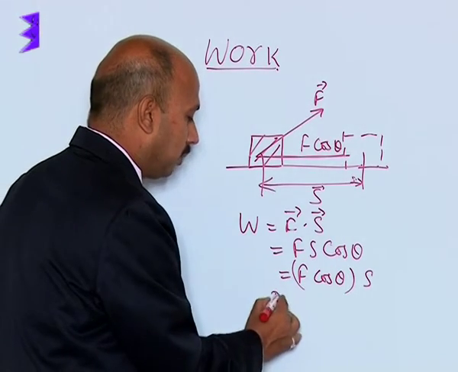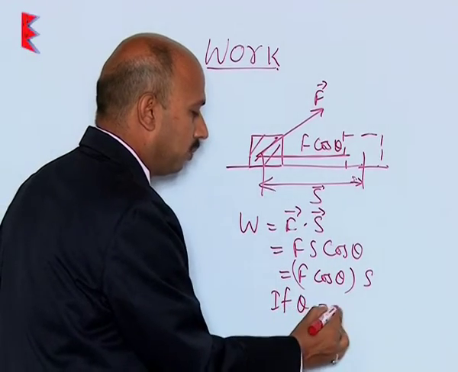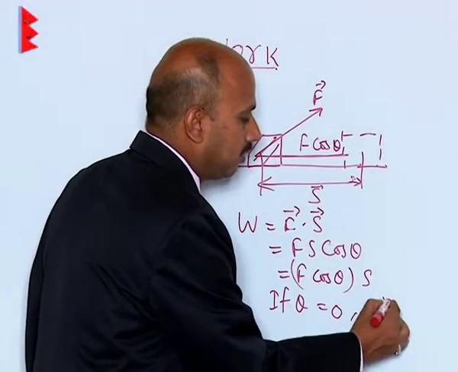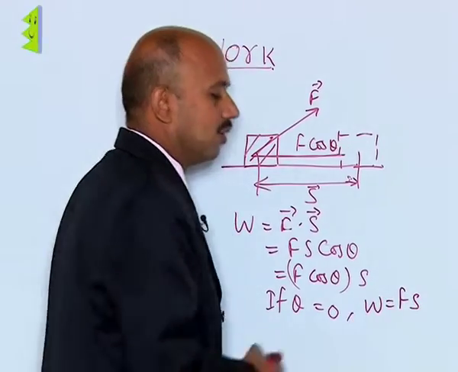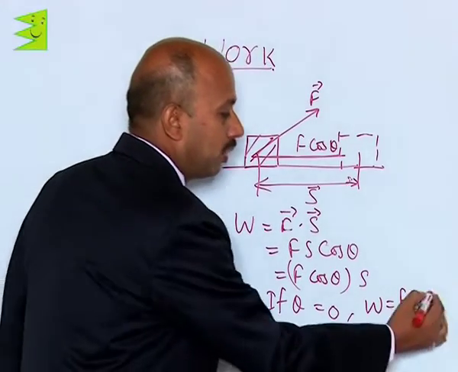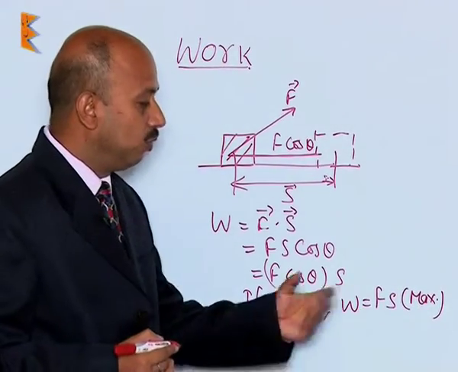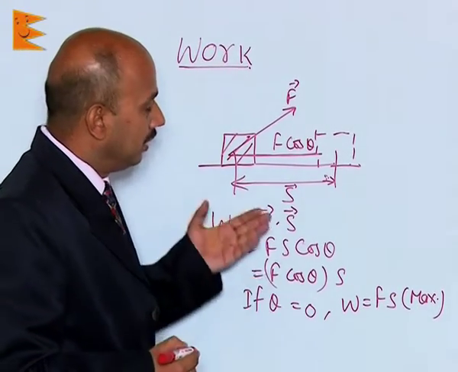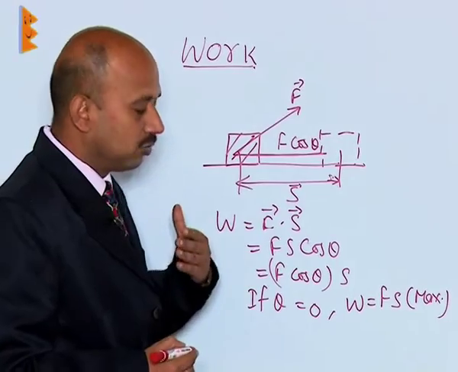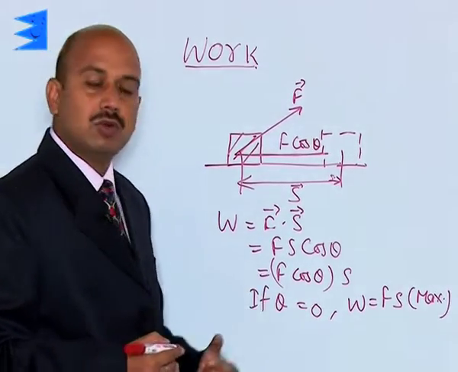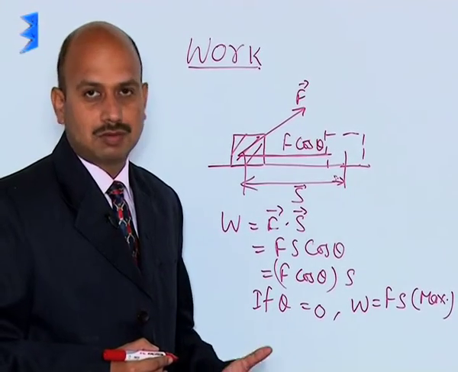Suppose theta is equal to 0, you know cos 0 is 1. So, work done is equal to F into S. This is called maximum work done. So, when the applied force displaces the body in the direction of the force, and the angle between displacement and force is 0 degree, then the work done is maximum.